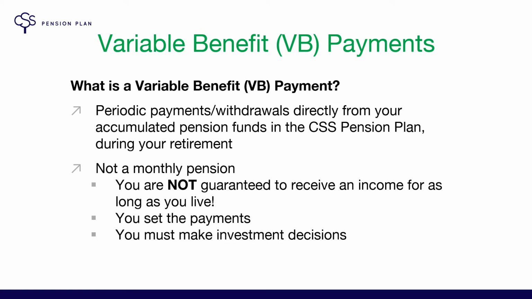VB payments are simply periodic withdrawals from your CSS Pension Plan account. The withdrawals can be set up as monthly or annually. VB payments will not guarantee you a fixed monthly payment for as long as you live. With VB payments, you set the amount of your payments, and you can change your payments from time to time if you want. The payments can be $500 a month, $1,000 a month, $5,000 a month, or whatever amount you want. However, the faster you spend the funds in your account, the less time your money is going to last.